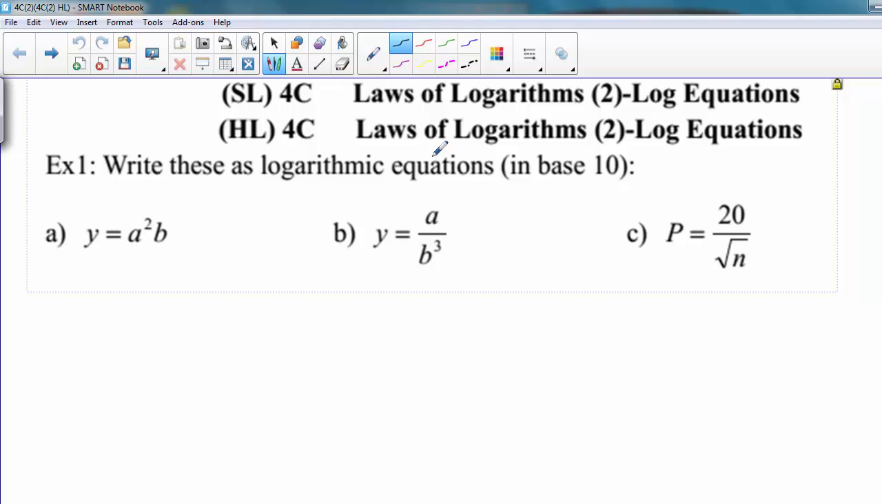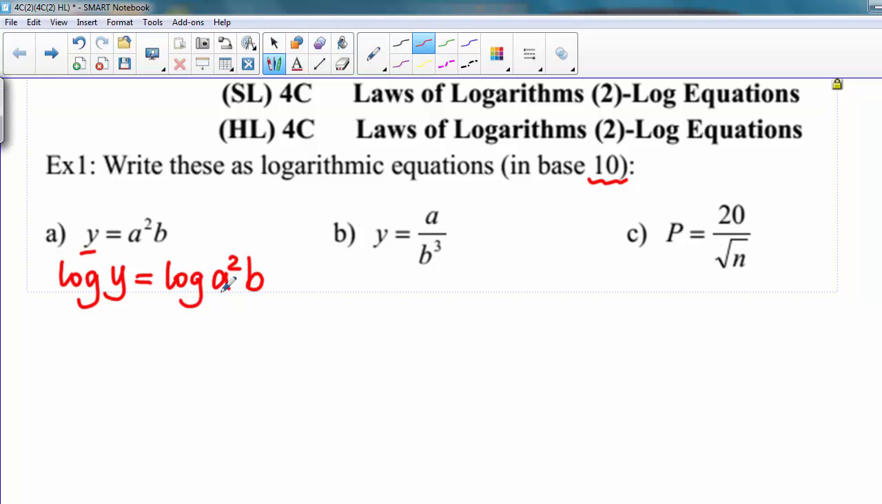Write these expressions as logarithmic equations in base 10. So they require you to use the common base to change every equation to the logarithmic equation. Let's look at the first one, y equals a squared b. If these two sides are equal, then I log both sides. So this process is called log both sides, which means I put the log for both of these two sides, and they are still equal.